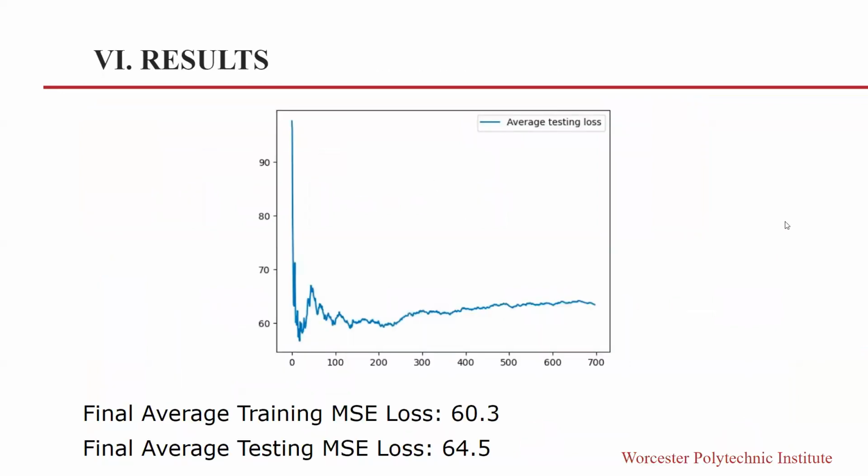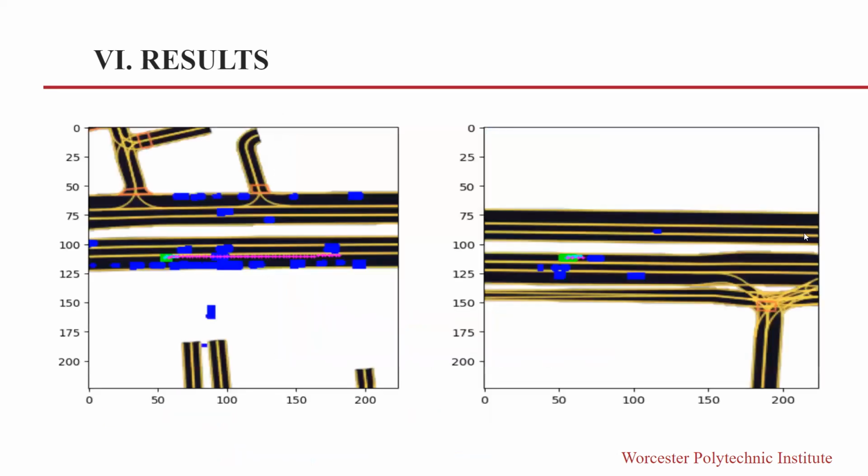So the results will be discussed by Anoushka. Implementing our model architecture, we achieved a final average training MSE loss of 60.3 and a final average testing MSE loss of 64.5, as can be seen from the loss curve plotted here. Next slide.